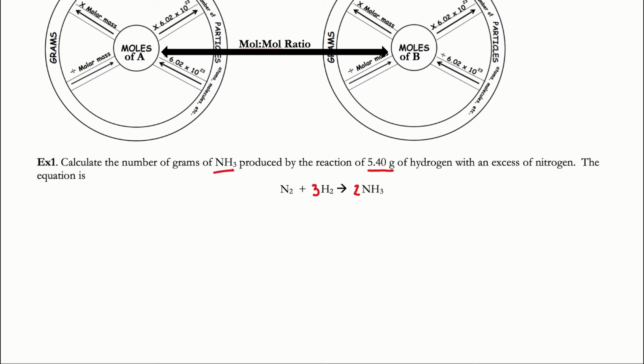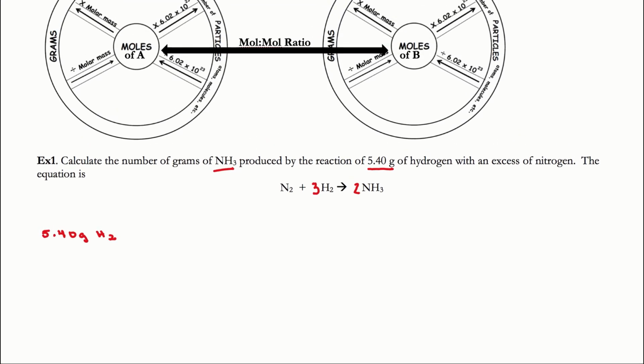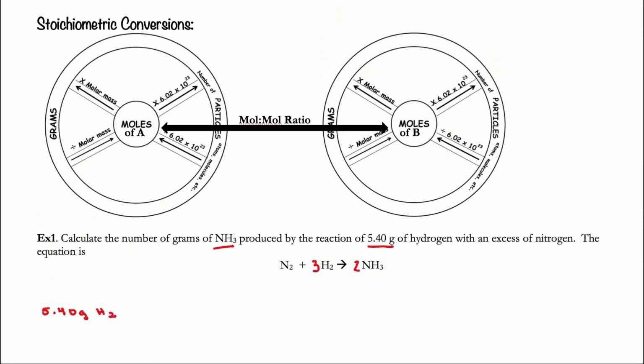All right, now I can start. So I'm going to start with my given, which is 5.40 grams. Okay? And I'm going to quickly track out what I'm going to do in the diagram above for you. So I need to go from grams of hydrogen into grams of NH3. So I'm going to go from grams of hydrogen into moles of hydrogen, from moles of hydrogen into moles of NH3, then from moles of NH3 into grams of NH3.